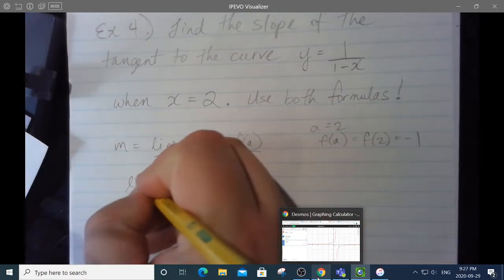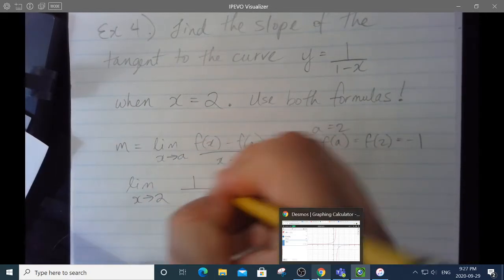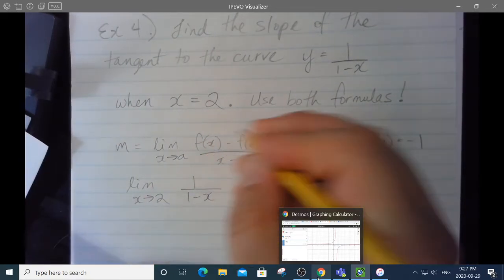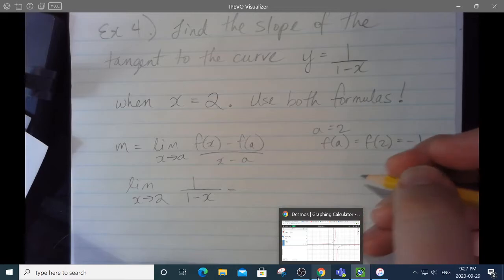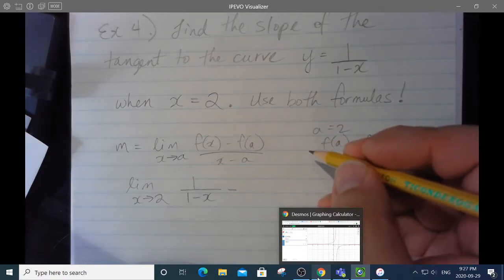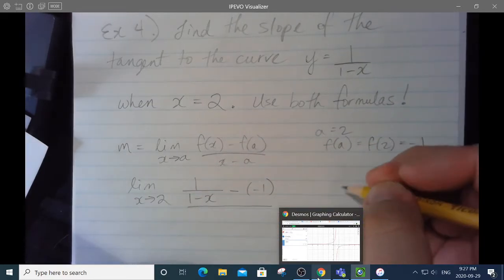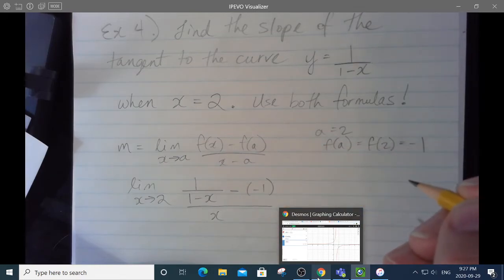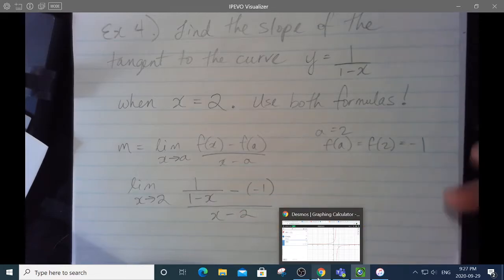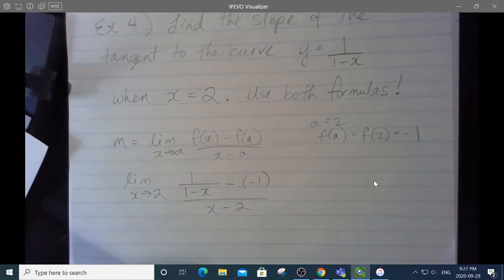So I want the limit as x approaches 2 of 1 over 1 minus x. That's f of x, this part right here. Minus f of a, which I know is in fact negative 1, all over x minus a, which is x minus 2. So if I plug in 2, I get division by 0. Sorry, something was in the way there. If I plug in the 2 right now, I get division by 0, which I don't want.